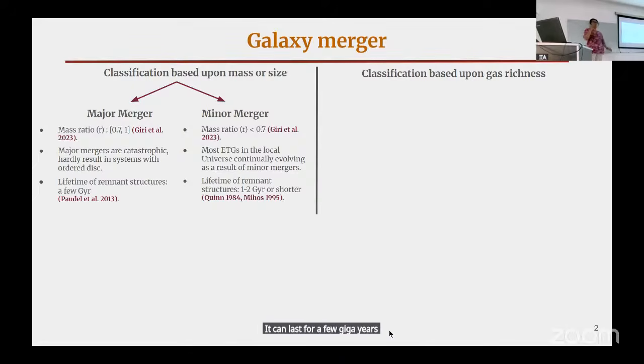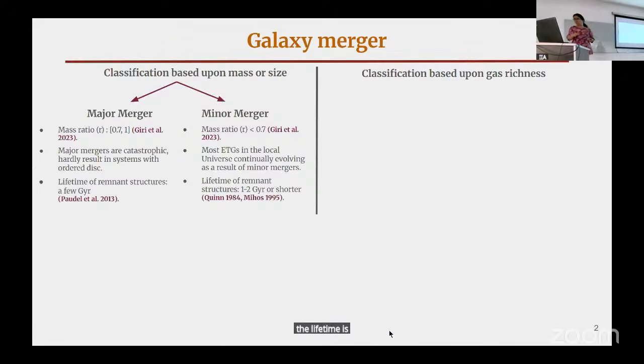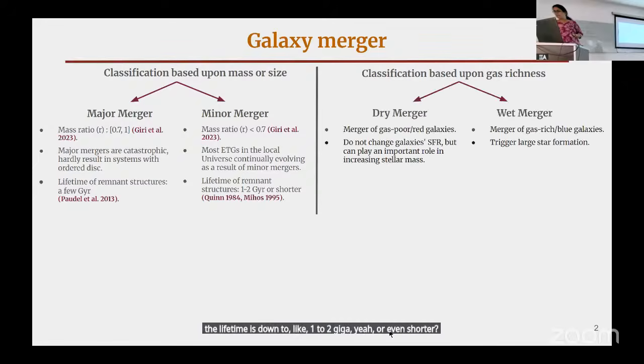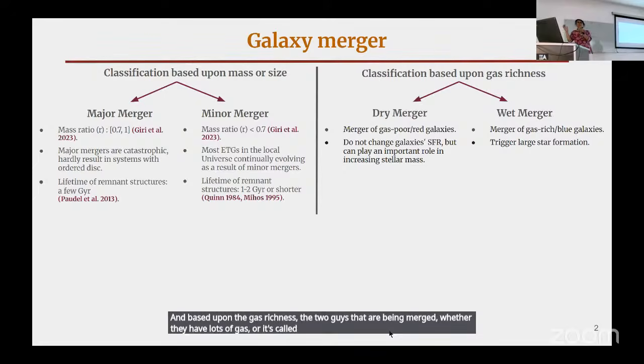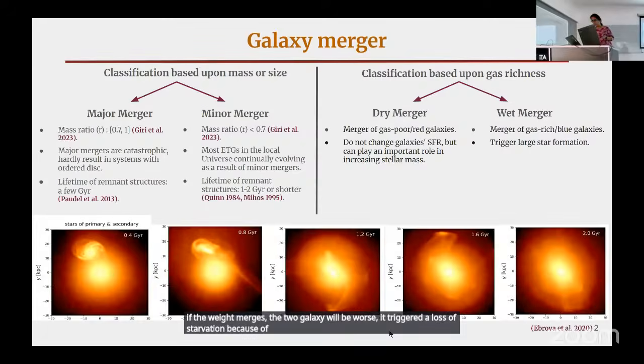In a minor merger, the two galaxies being merged have a mass ratio less than 0.7. This process is not as catastrophic as a major merger, but the structures associated with it still have a lifetime of around 1 to 2 gigayears or even shorter. Based upon gas richness, if the galaxies have lots of gas, it is called a wet merger, and if they don't have gas, it is called a dry merger. In a dry merger you won't see star formation, but the overall mass of the post-merger galaxy will rise. Whereas in a wet merger, a lot of star formation is triggered because of the presence of gas.